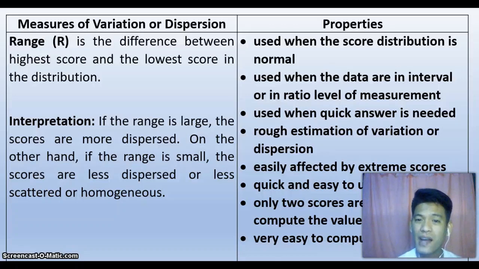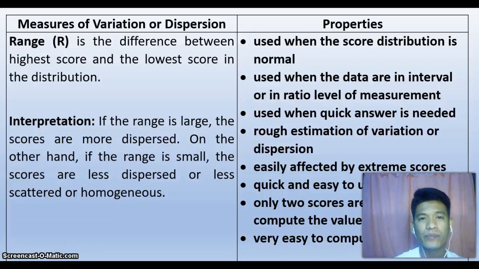Next is easily affected by extreme scores. Of course, when the highest score is very high and the lowest score is very low, then there will be a big range. Next, quick and easy to understand. Yes, it is because you're just going to subtract it. So that is how to compute for the range, and those are the properties of range.